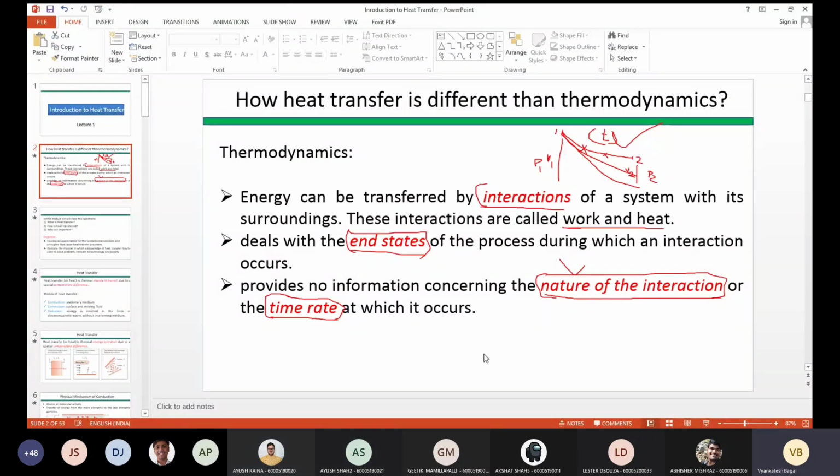When I make it a slide show, that time it is giving problem. So just go through this second slide and try to connect it to the explanation which I gave just now. In thermodynamics, we talk about heat and work interactions. We talk about the end states. We do not talk about the nature of interactions in between. And we also do not talk about the time rate, meaning how fast or how slow these processes are occurring. So this is the limitation of thermodynamics. We will try to overcome this in heat transfer. How we overcome this is shown in the second slide.